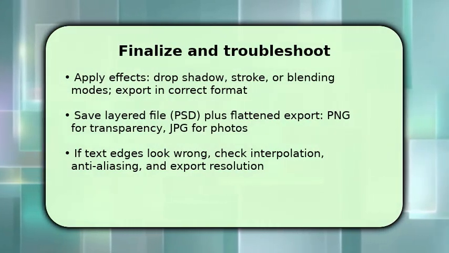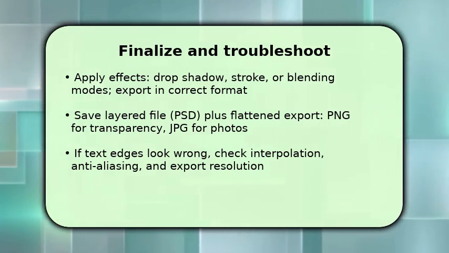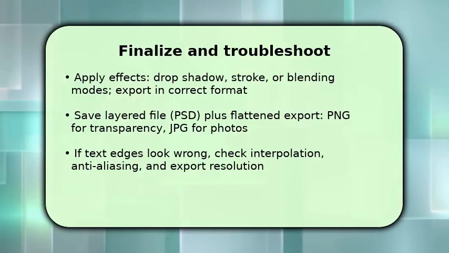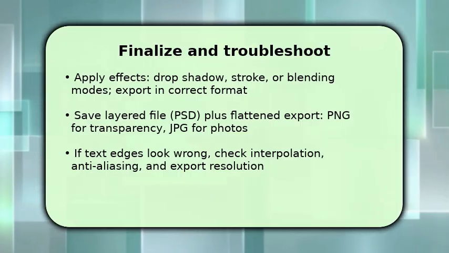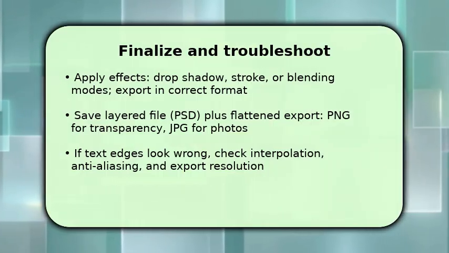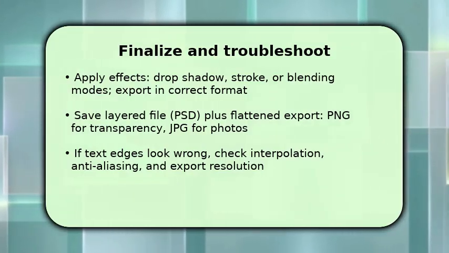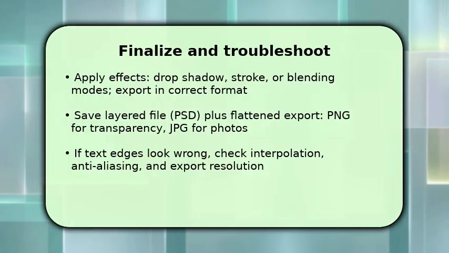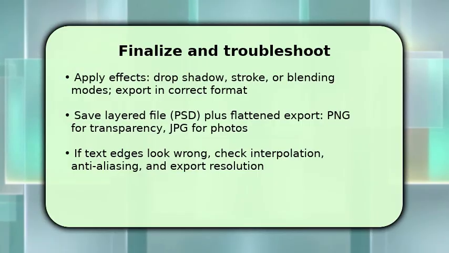You finish by refining appearance and exporting with proper settings so the result holds up across uses. Add subtle effects like shadow or stroke to integrate text into the scene, then save a layered master and export web or print formats at target resolution. Make sure color profiles are embedded for consistency. If edges look jagged or blurry, check anti-aliasing, interpolation, and export DPI. Adjusting those usually fixes artifacts. Finally, review on the intended device to confirm everything.